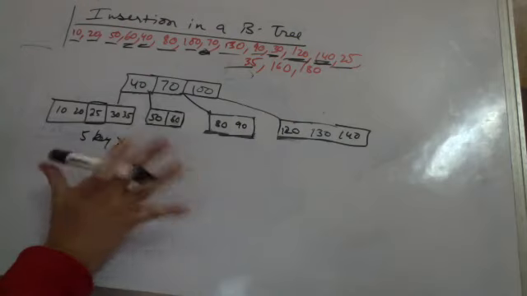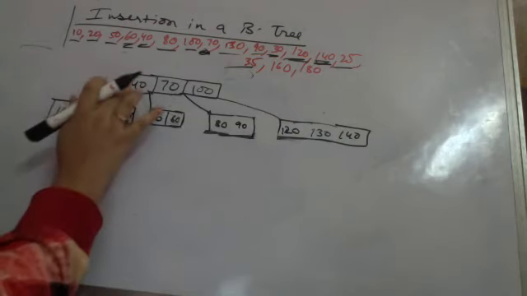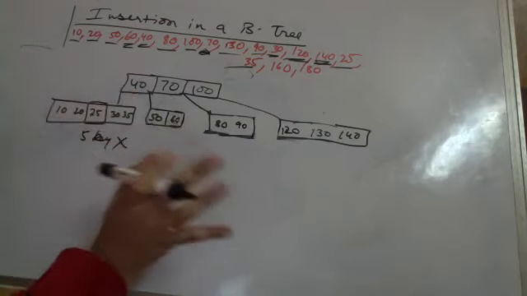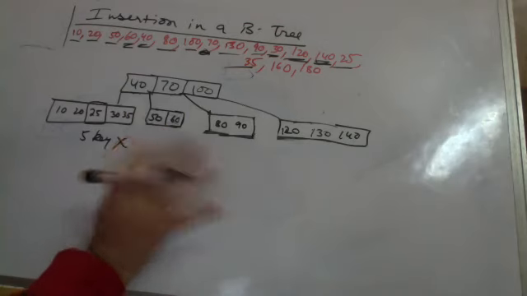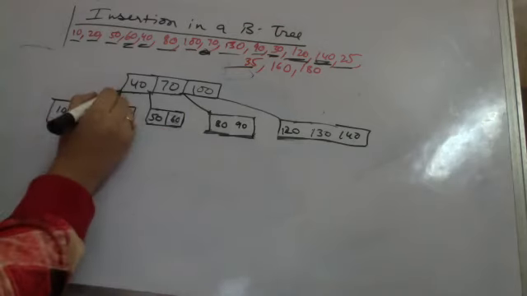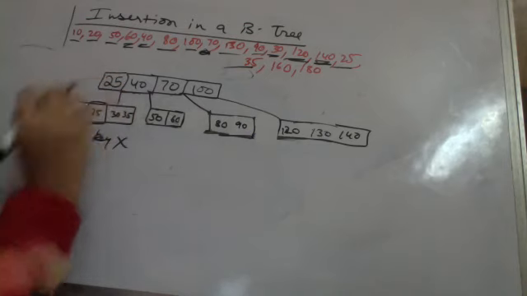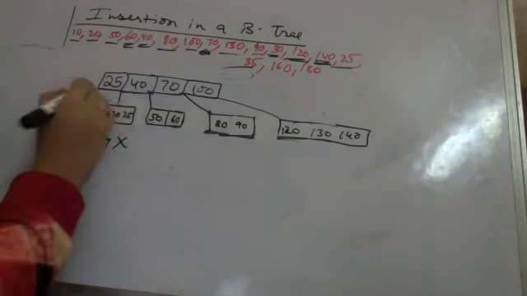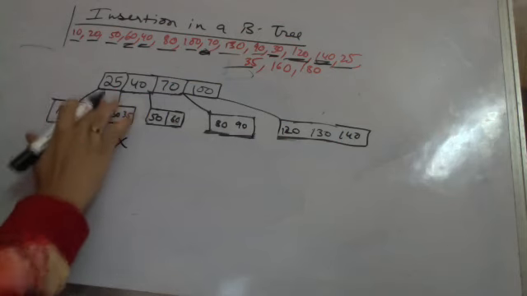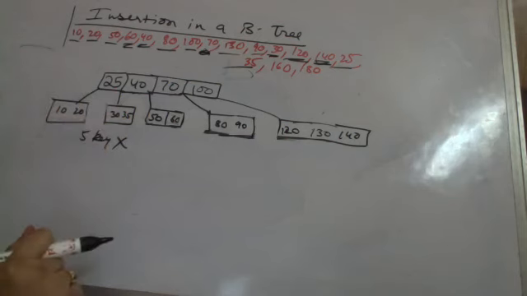It is a 5-way tree. 5 children and up to 4 keys are allowed. It is an order 5 tree. So 25 goes to the parent. Parent can still have an extra key. It still has space. So this becomes my parent, and these become the children. Is this clear? Yes, ma'am.